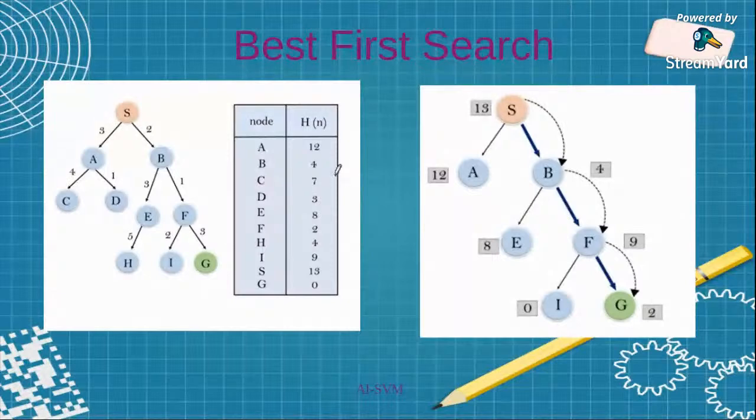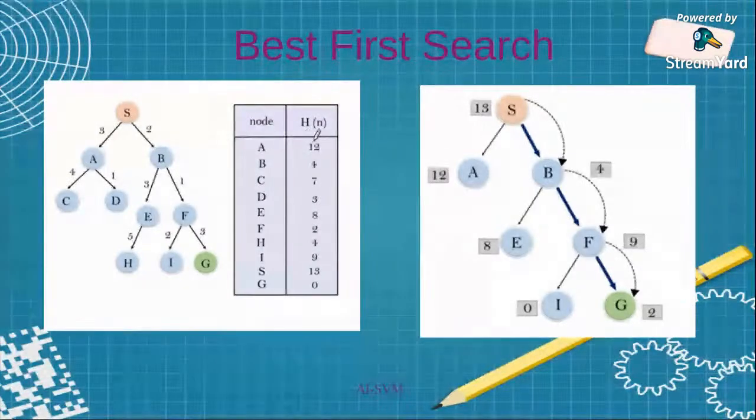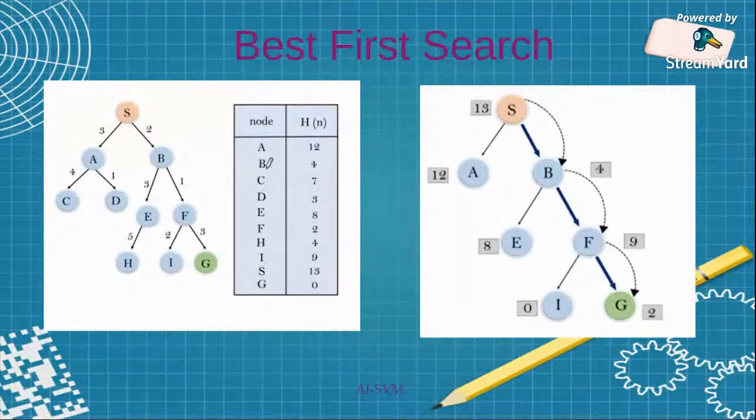So if you start from S, A and B, who comes first? A comes first or B comes first? So definitely B will come first because B is 4, A is 12. So A is somewhere in the bottom, B is in the top. So you keep searching from the top, you find B first, therefore select B. Then from B, you try selecting E or F.